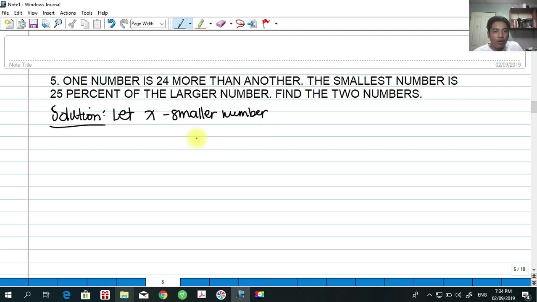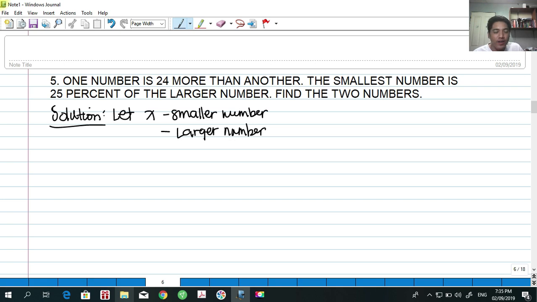Okay, and also we have again the larger number because it is stated in the problem. We have the larger number, but take note that we have two conditions here. One number is 24 more than another, and the smallest number is 25% of the larger number. So there must be another variable here, not only x, because we have two conditions.